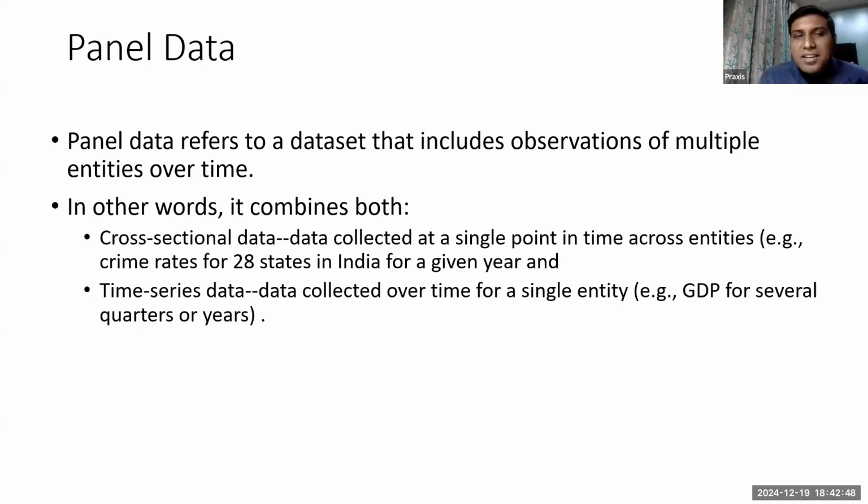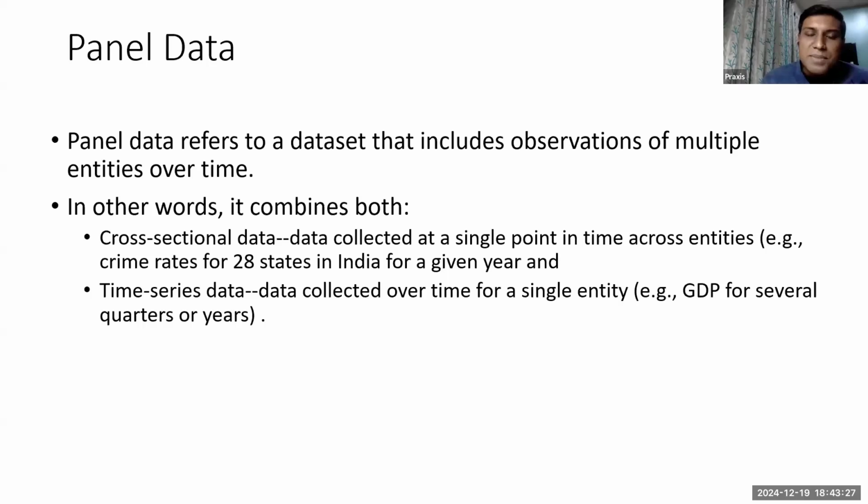Some of you must have worked on panel data, right? So it is basically a combination of both time series data and cross-sectional data, right? So what is cross-sectional data? It's basically data collected at a single point in time across different entities, right? So entities could be a firm, could be individuals, it could be a country, it could be a particular region, right? We have taken one example here, say crime rates for 28 states in India for a given year. If you capture that sort of data, that is cross-sectional data, right?